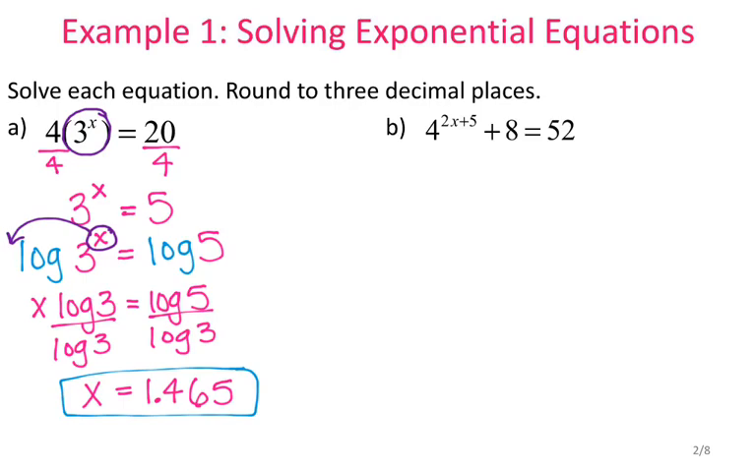All right. Letter B, I'm going to go through that same process. Here is my exponential function, which I want to isolate. I'm going to start by getting rid of that 8 first. So I'm going to subtract 8 from both sides. That gives me 4 to the 2x plus 5 equals 44. And again, I can't really do anything with my exponent right now, so I'm going to go ahead and take the log of both sides.